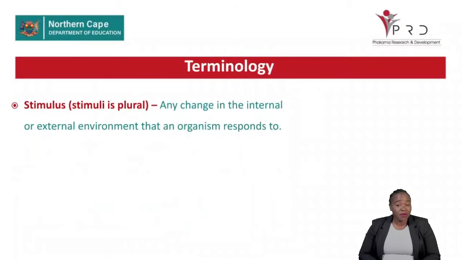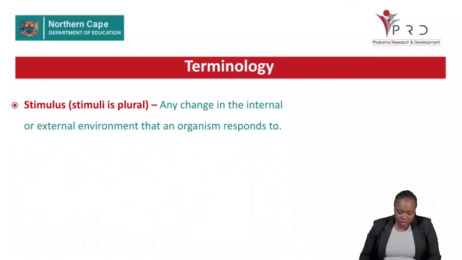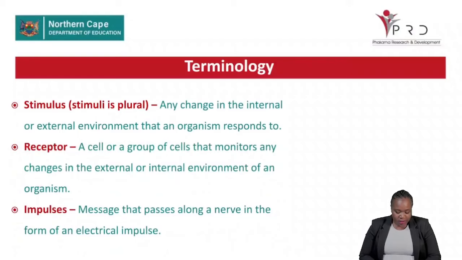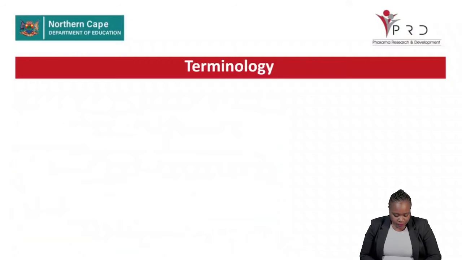Okay, let's have a look at our terminologies for today. We have stimulus, or stimuli in plural. This is any change in the internal and external environment that an organism responds to. And then we have receptor, which is a cell or a group of cells that monitors any changes in the external or internal environment of an organism. And then we have impulses. These are messages that pass along a nerve in the form of an electric impulse.